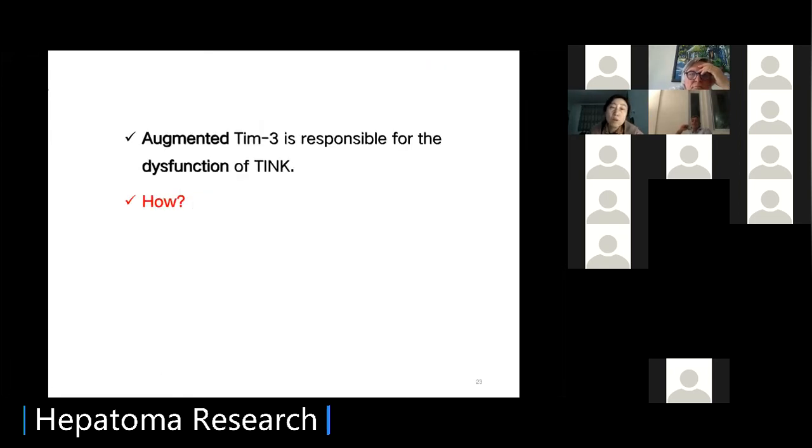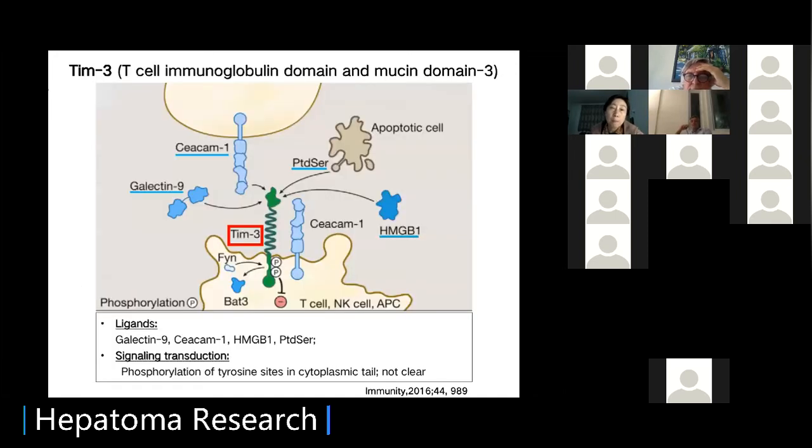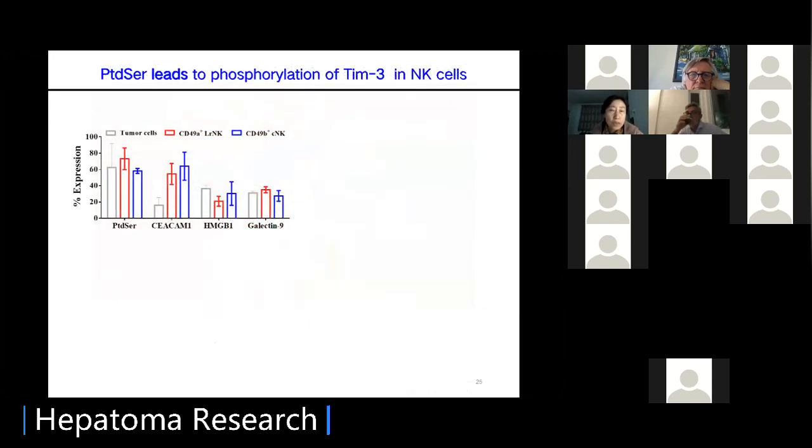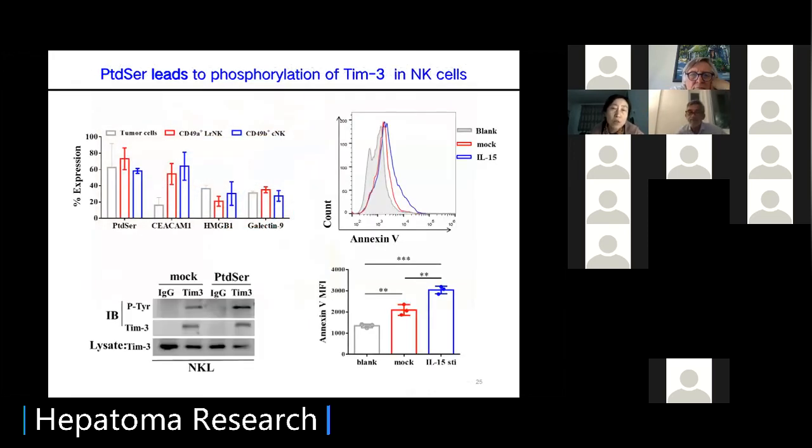So we now know TIM3 is responsible for the dysfunction of NK cells. So how does it work? Unlike PD-1, TIM3 has different kinds of ligands. At least we now know four kinds of ligands, including galectin-9, CEACAM1, HMGB1, and phosphatidylserine, which we call PS.